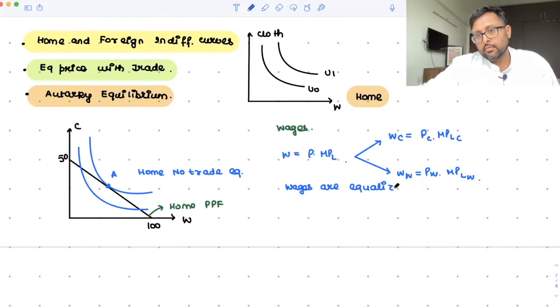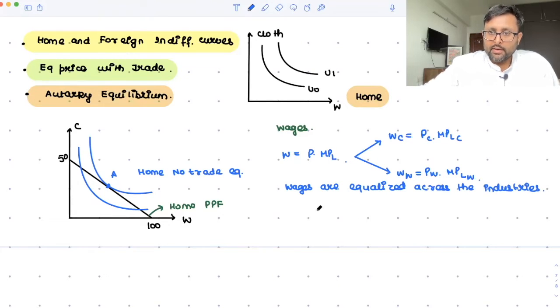Equalized across the industries, right? So I am giving WC in the cloth industry and WW in the wheat industry. I have also given you the reason. If WC is greater than WW, then all the workers will move from the wheat industry towards the cloth industry. Why? Because they're getting the higher return in the cloth industry, right?